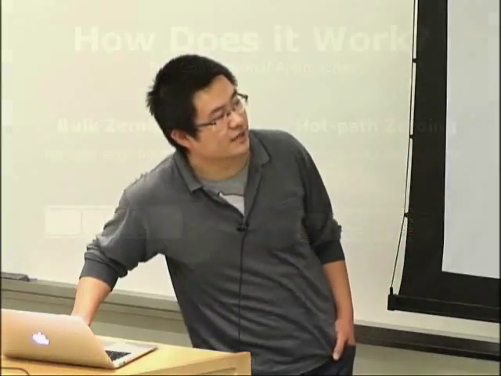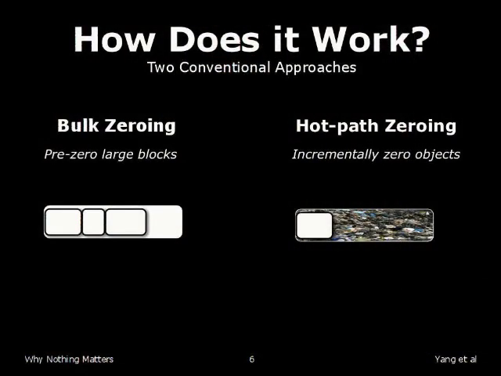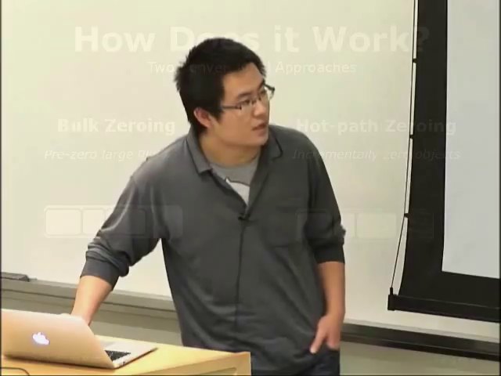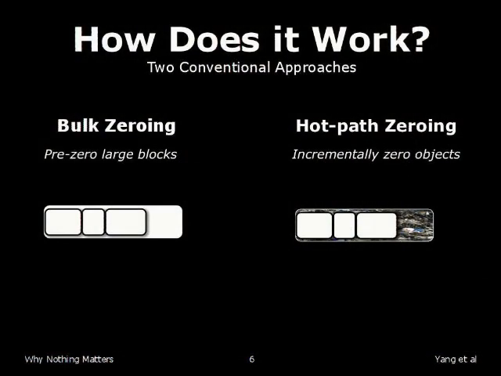You create the object, you just zero the object size. You just zero what you need. And you zero another one, and you zero another one. These are two common designs in all production systems, and it looks like people prefer hot path zeroing, because a lot of production JVMs use hot path zeroing.